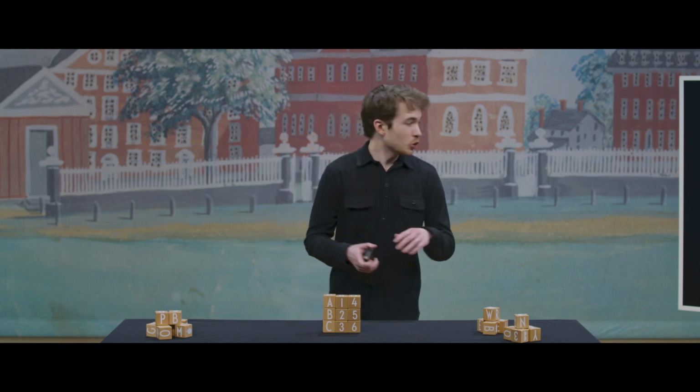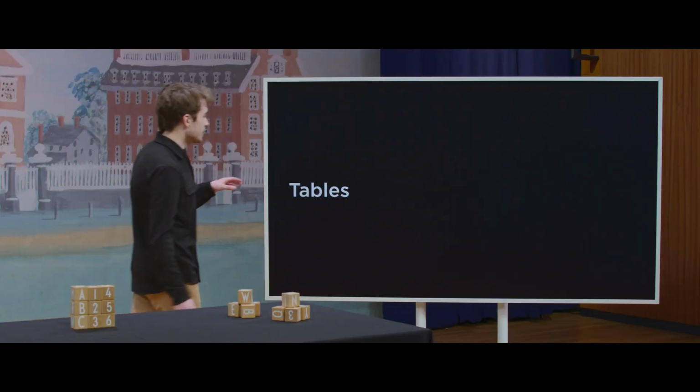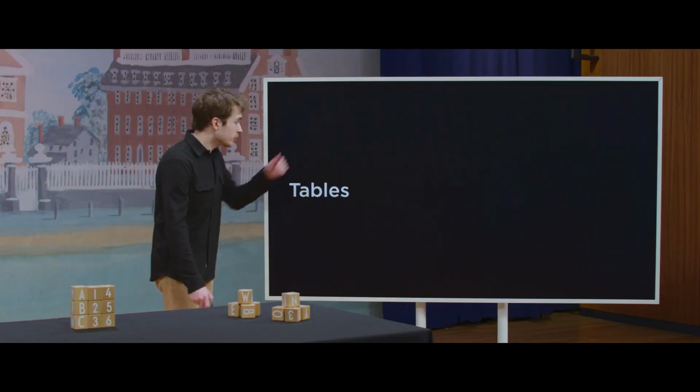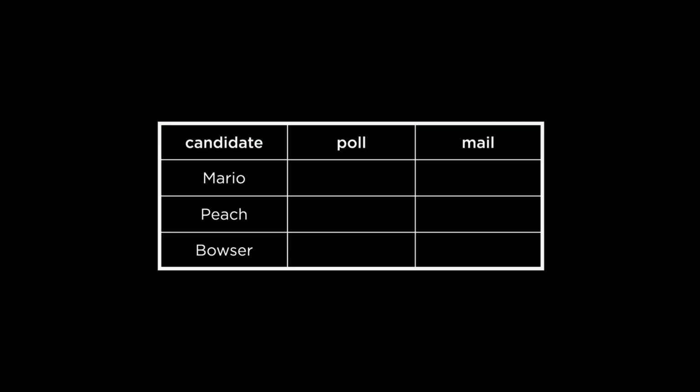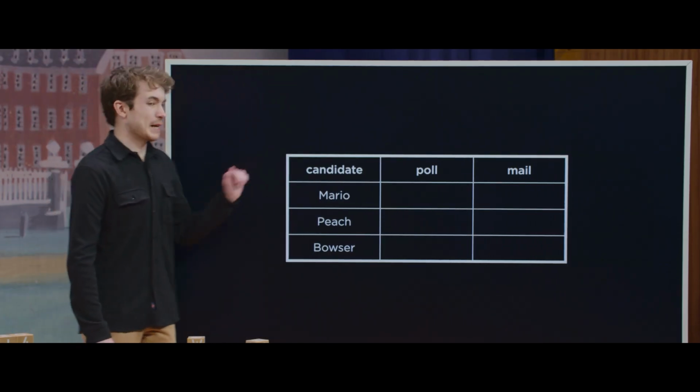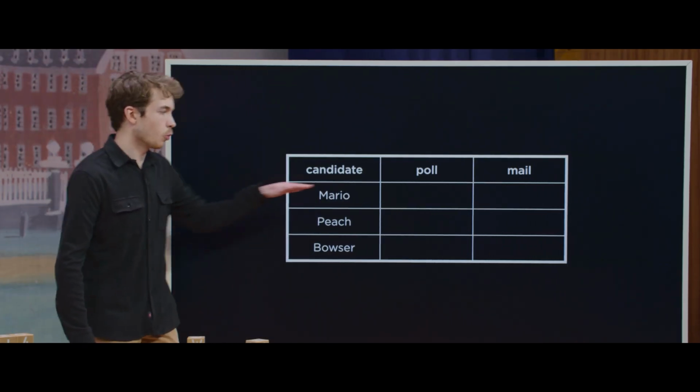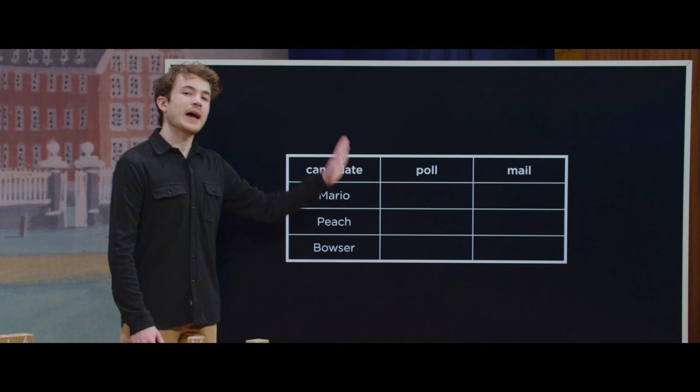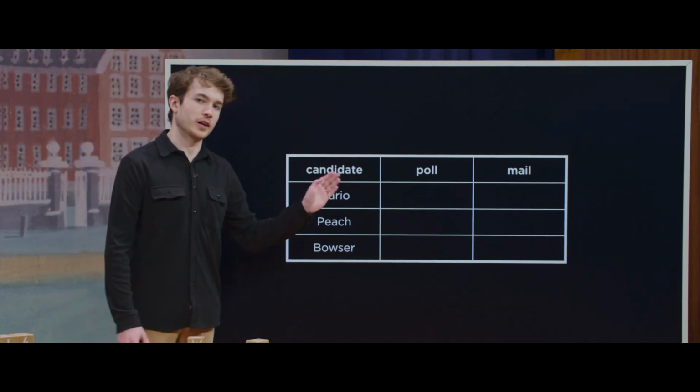Well, you often find data is stored in these things called tables. And here is an example table. I'm trying to represent here candidates like Mario, Peach, and Bowser, and the number of votes they received at the poll, so this is actual physical polling location, and via mail, from mail-in ballots, let's say. So notice how this table has both rows, this kind of horizontal orientation, and columns, this vertical orientation.